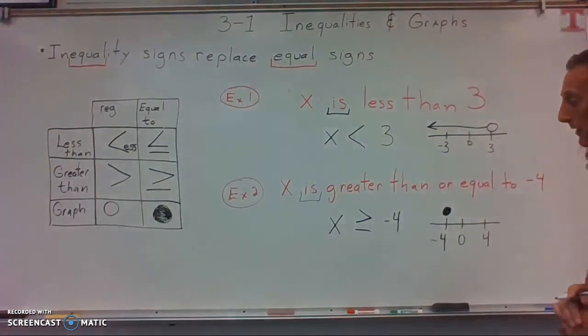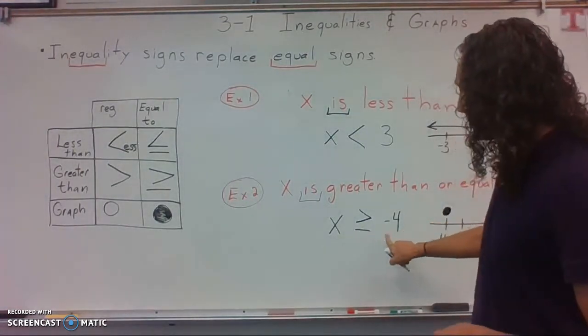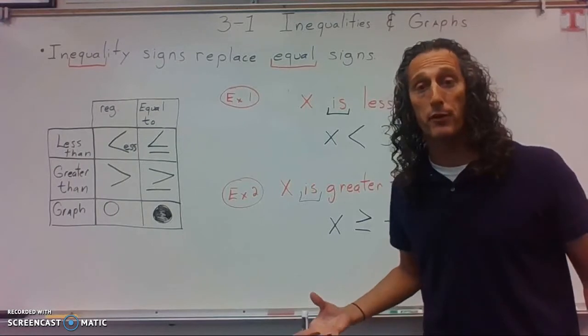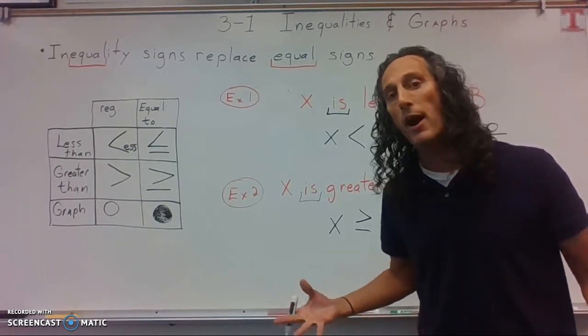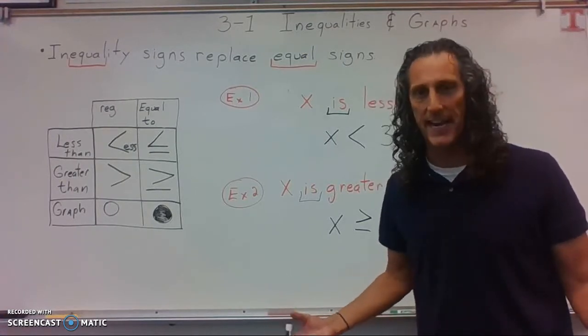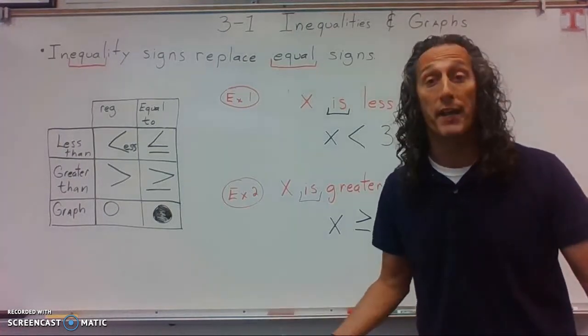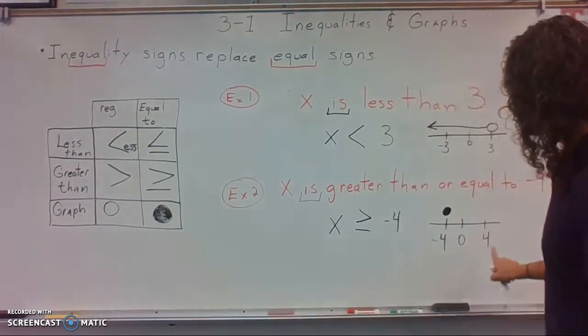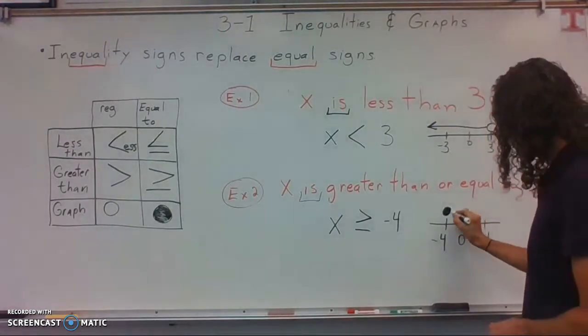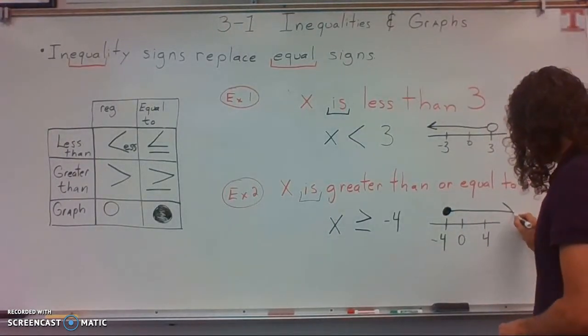So there's my dot. And then it says x is greater than negative 4. So you just think of a number that is bigger than negative 4. Any positive number is going to be bigger than a negative. So 1 is bigger than negative 4, and that's on this side. So draw the arrow going in that direction.